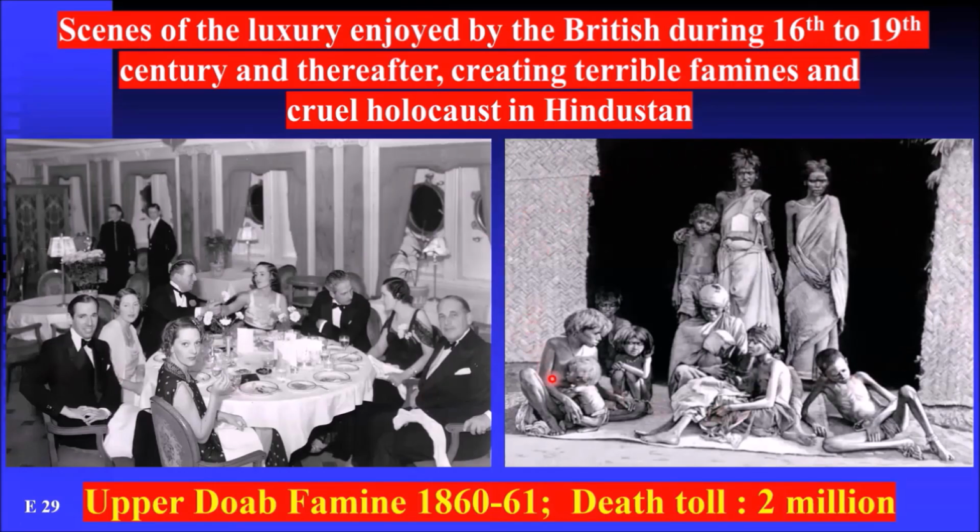See this photograph, one of the hundreds of terrible scenes during the Upper Doab famine of 1860-61, and the death toll was about 2 million. And compare this scene to this one. Just think about their suffering as a consequence of what was practiced by those people who came to Hindustan pretending as merchants or traders, and at the same time pretended to be people of the most cultured and civilized world.